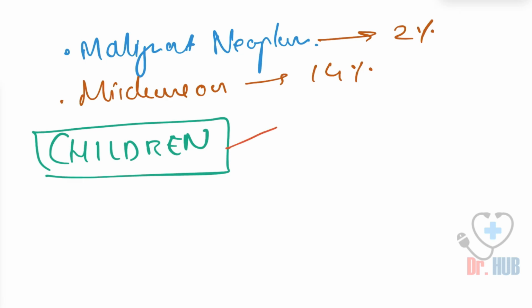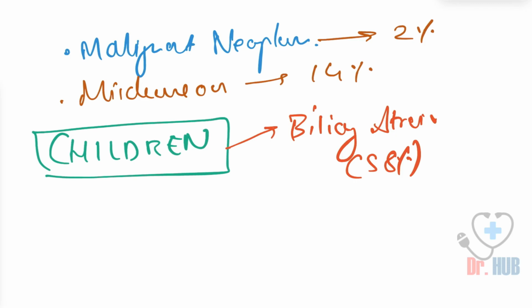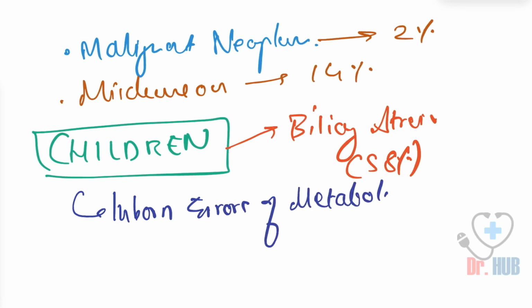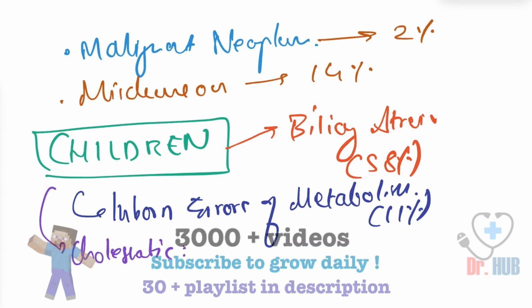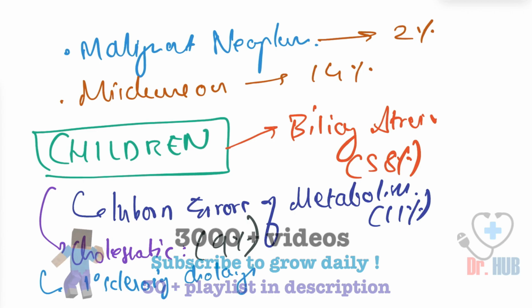In terms of children, the most common is the biliary atresia. Biliary atresia amounts to about 58%. Then comes the inborn errors of metabolism. This amounts to about 11%. Then we have the cholestatic. Cholestatic is about 9%. And what does it include? It includes the primary sclerosing cholangitis, as well as the Alagille syndrome.